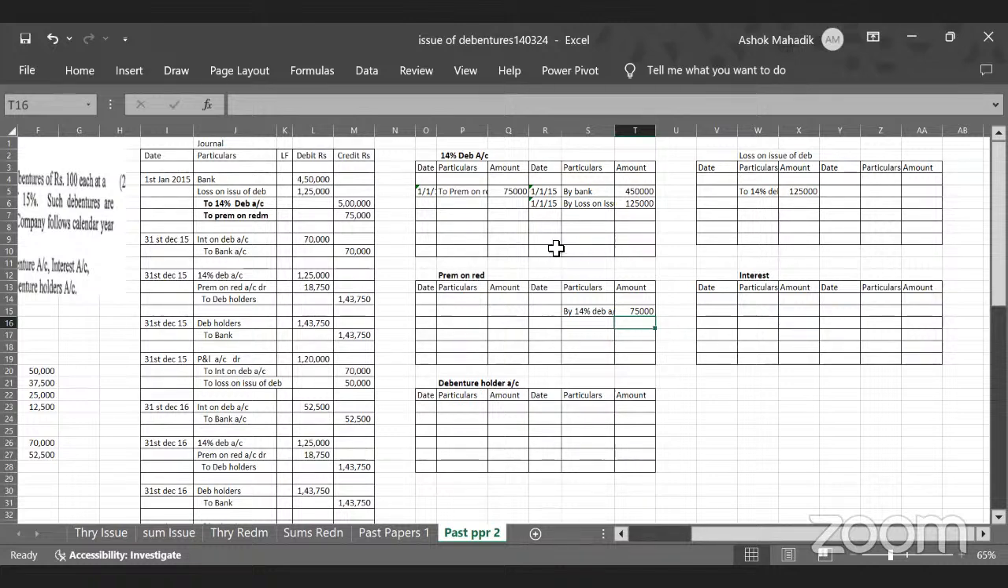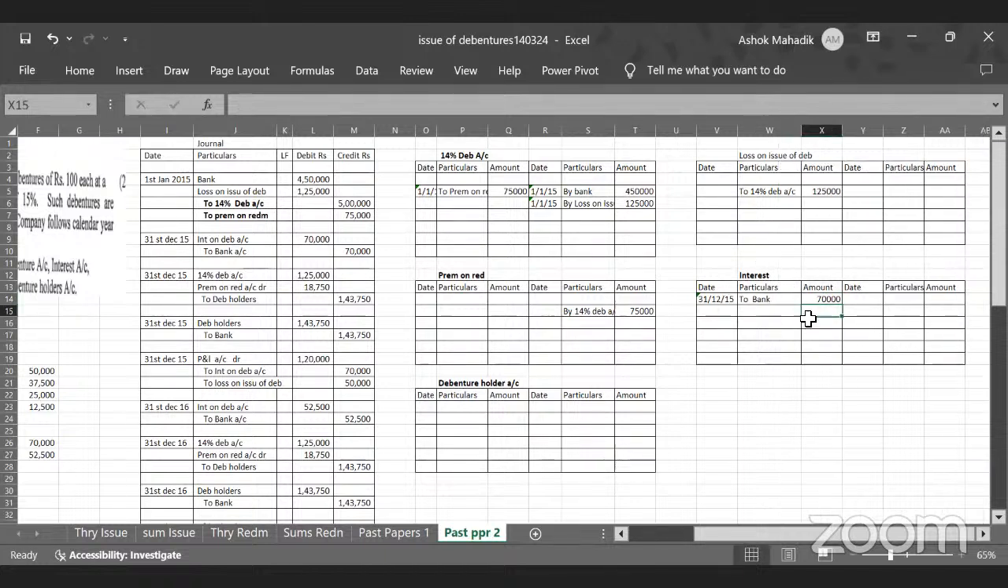Now, second entry, it's interest to bank. So in interest account, here it is. Now all the entries are on 31st December, right? So write 31st December 15. What will we write to bank account? We are paying interest. How much interest? 70,000. Clear? In bank, it will be by interest, but we are least worried about bank account.